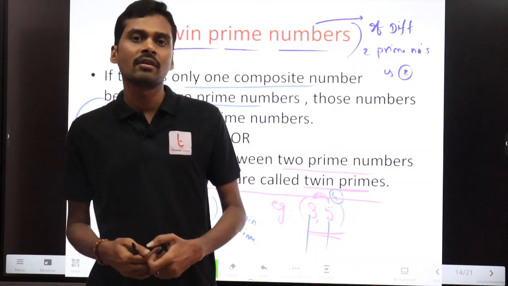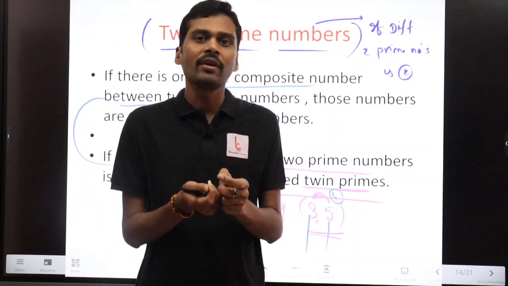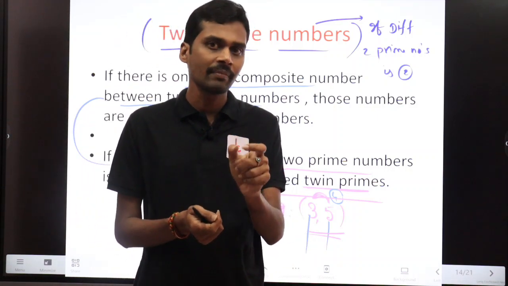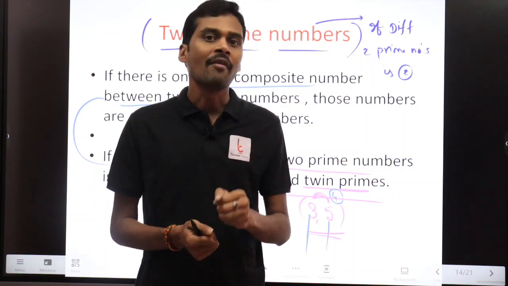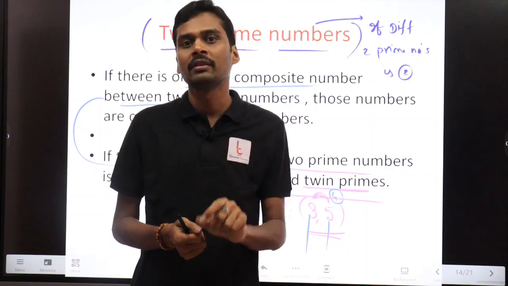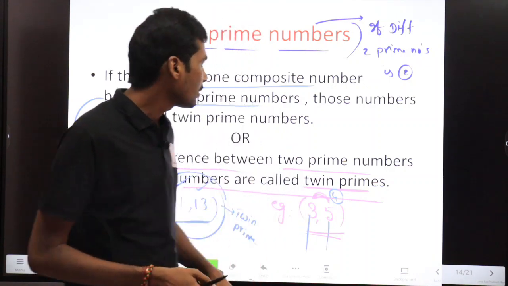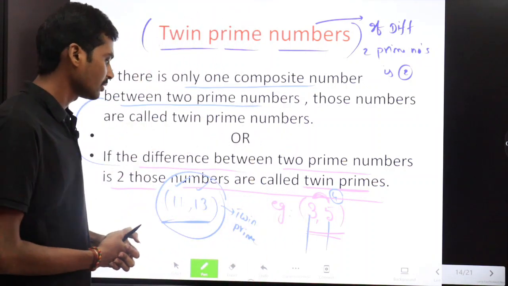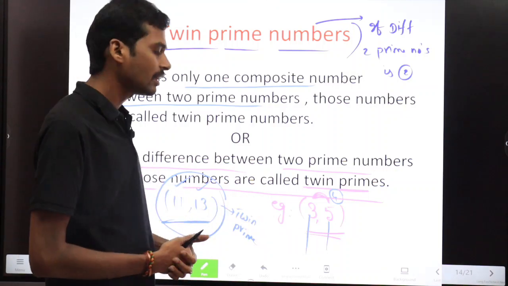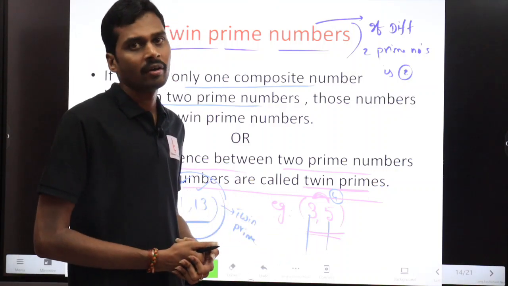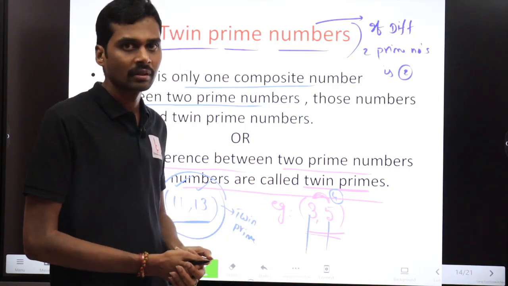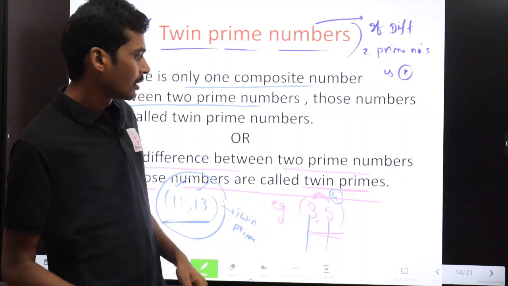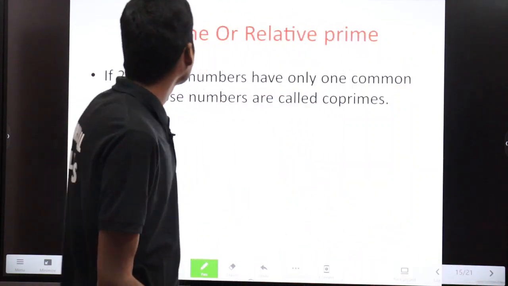Either we say that if between 2 prime numbers we have one composite number, then those 2 prime numbers are called twin prime numbers, or if the difference between any 2 prime numbers is 2, then those numbers are called twin prime numbers. So the examples are 3, 5, 11, 13, 17, 19. You can take 71, 73. All these are twin prime numbers. Is it clear? Okay.